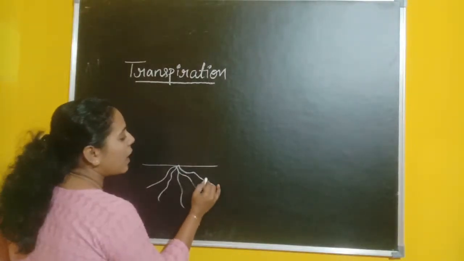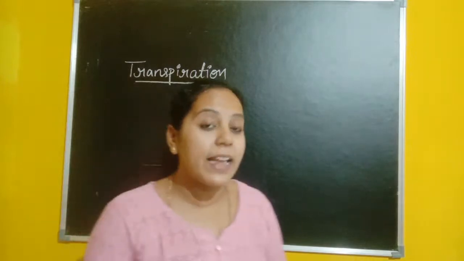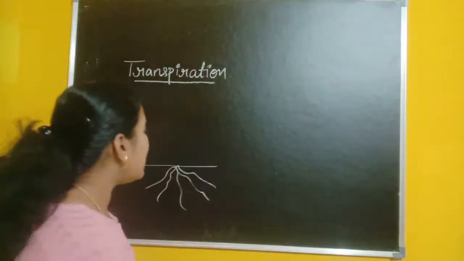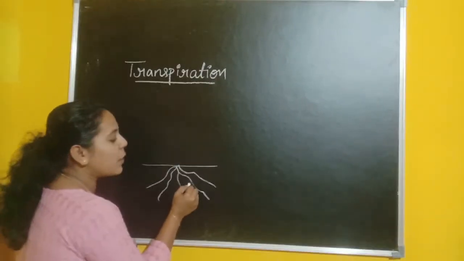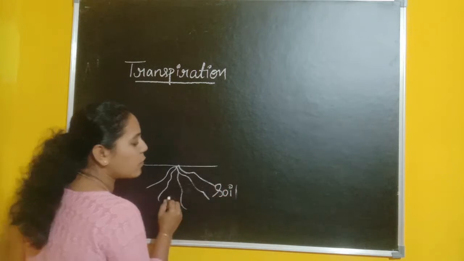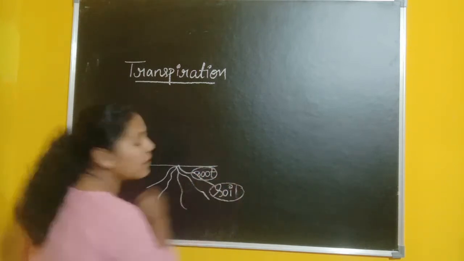See, xylem cells are present in the roots. The xylem cells which are present in the root are in contact with the soil. So what happens to the cells in the root? They are in contact with the soil.